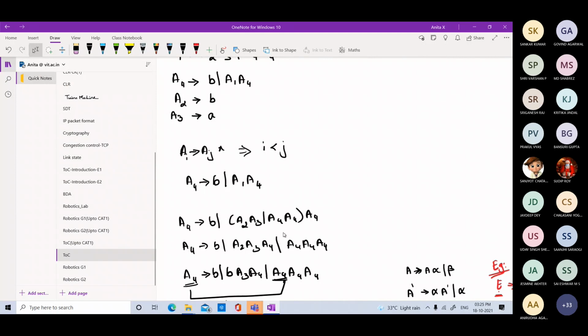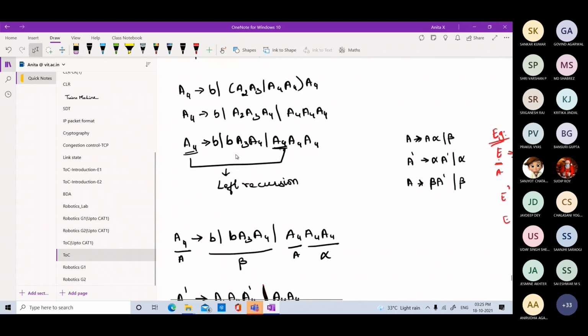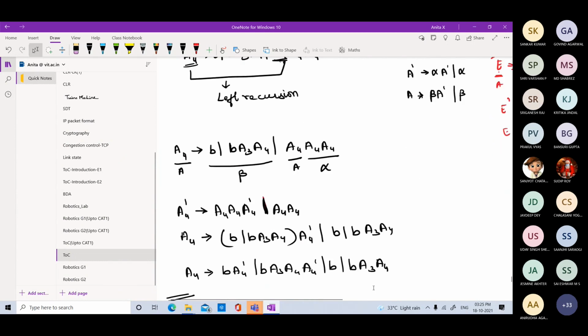So this is the scenario if I is greater than J. If I is equal to J, then it is called left recursion. How to eliminate left recursion? This is the rule for eliminating left recursion. We have to introduce a new non-terminal to eliminate the left recursion.